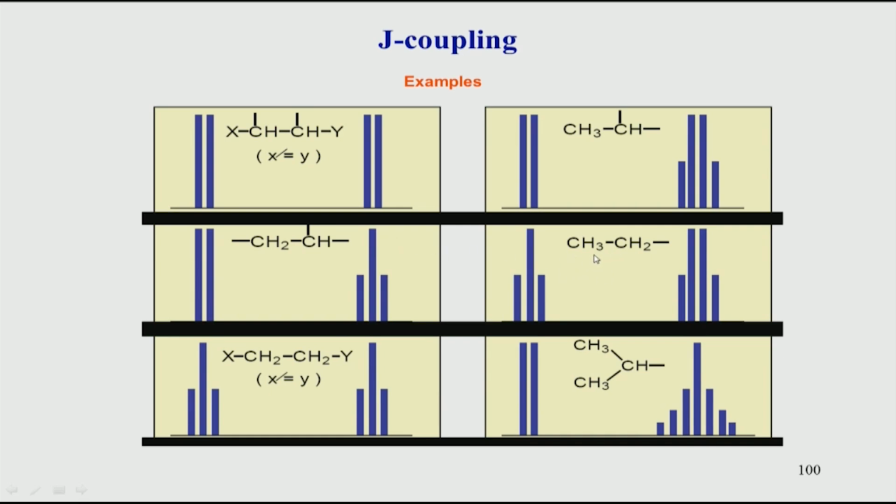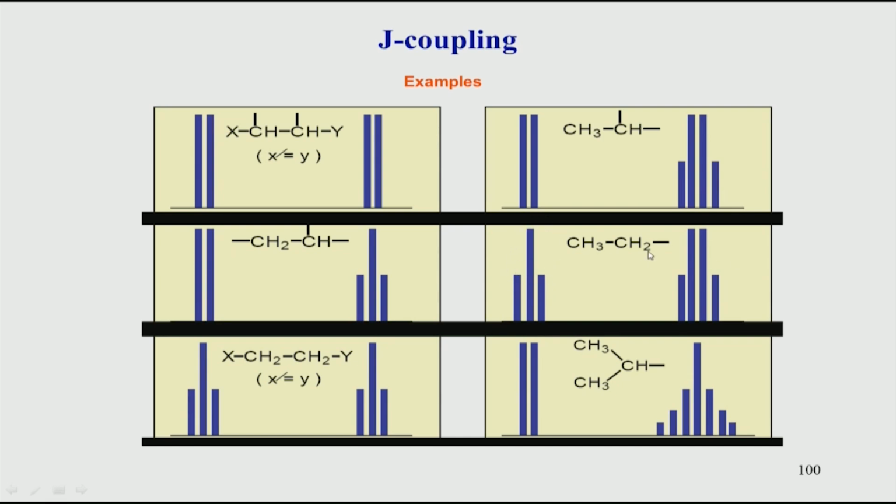Now, consider this CH3 CH2. Here, the CH3 on the left side gets split into 3 peaks because of the 2 hydrogens. That means all the 3 hydrogens, which are one entity, one unit because of chemical equivalence, now get split into a triplet because of the 2 hydrogens they are coupled to. This is what is on the left side.